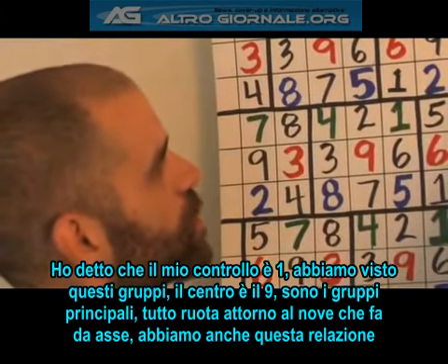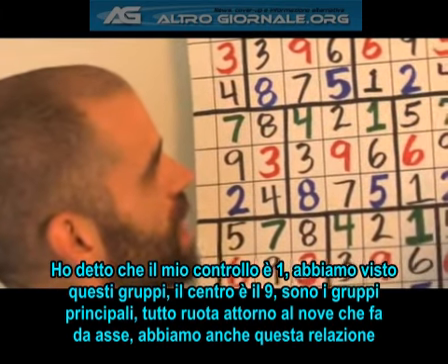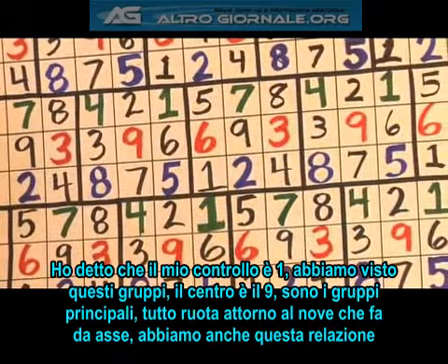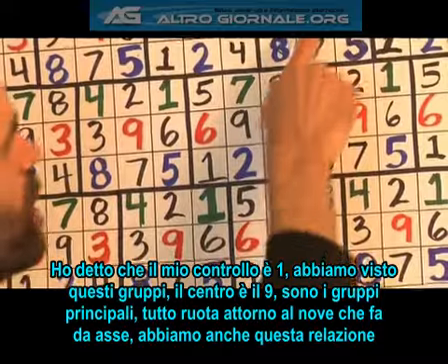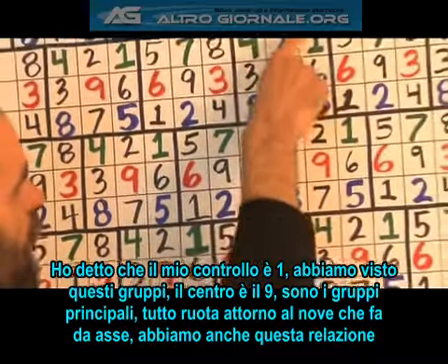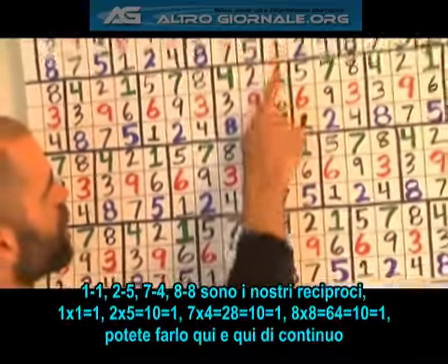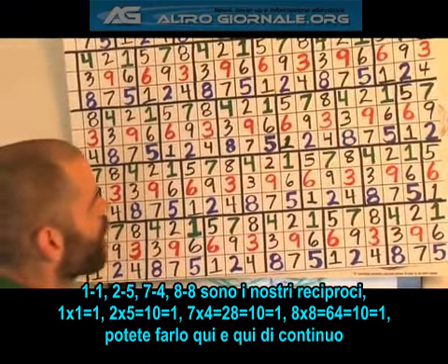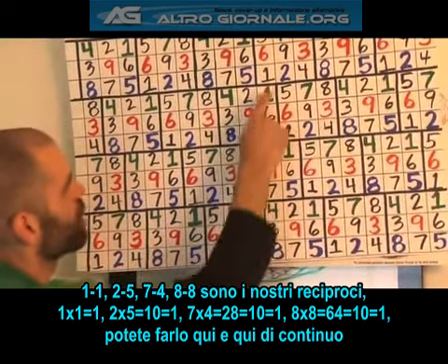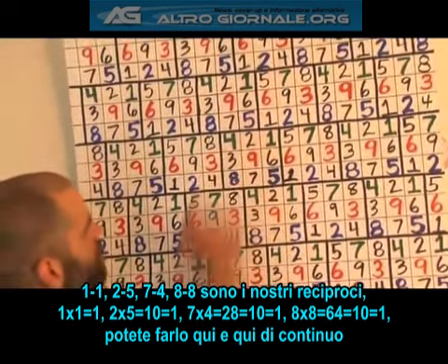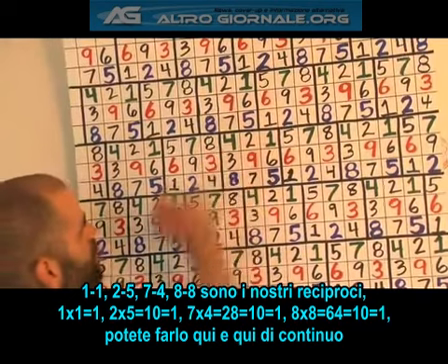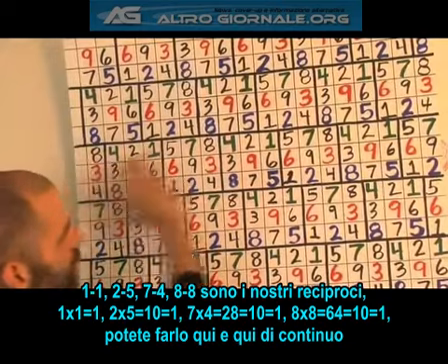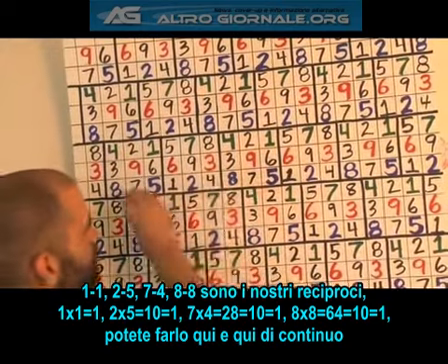Now we've been looking at these groups, which is everything centered on the 9, and these are the main groups. Everything is always spinning around 9. It's always your axis. What I also have, though, is this relationship here. The 1 and the 1, the 2 and the 5, 7, 4, 8, and 8, which are our reciprocals that we learned on our symbol. 1 times 1 is 1. 2 times 5 is 10 is 1. 7 times 4 is 28, which is 1. 8 times 8 is 64, which is 1. On and on. You can do that on this side, you can do that on this side.